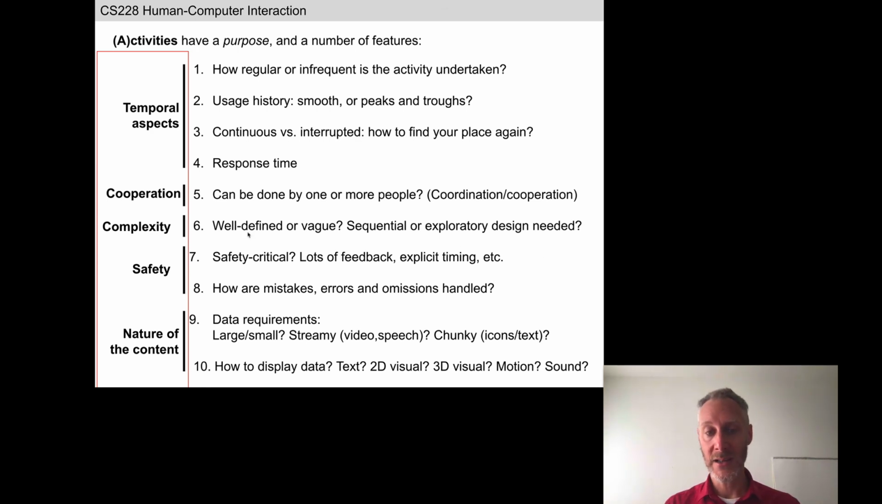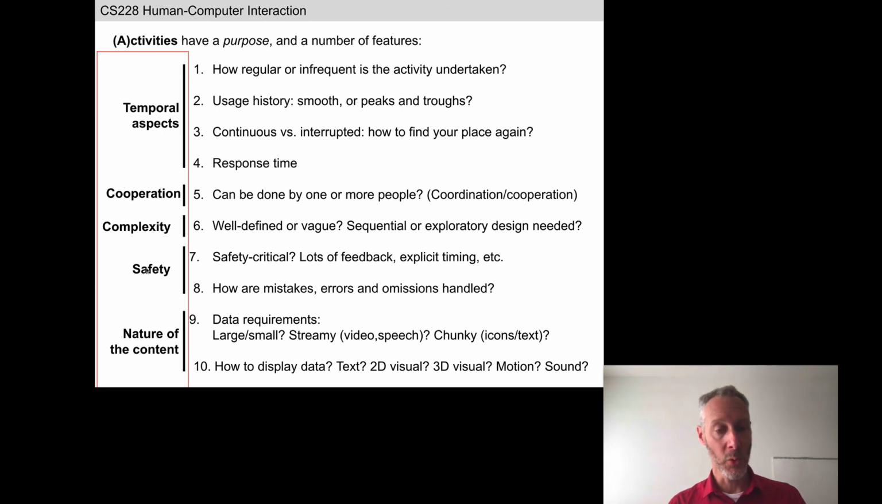Or if the activity is very well defined, we can do some sequential design. We can go from descriptions of the users about what they want, step by step, to a final technology. And we'll talk about exploratory and sequential design later today. Okay, safety. This is obviously very important.